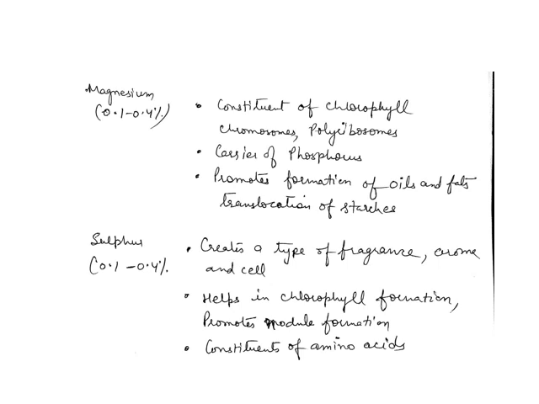Now next is sulfur, which is required 0.1 to 0.4%, the same as magnesium. It creates a type of fragrance, aroma, in the cell. So the fragrance, the smell, that is also called aroma. It is created by the sulfur. It helps in chlorophyll formation. It promotes nodule formation, and also it is a constituent of amino acids.